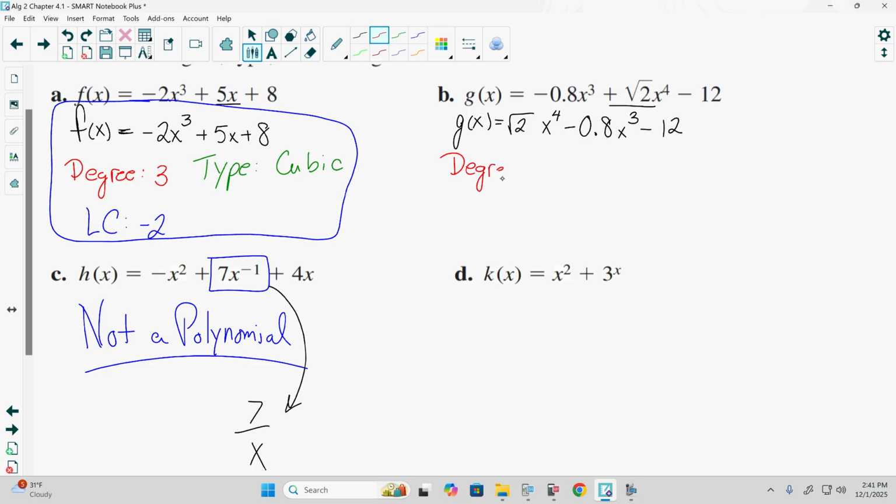What is our degree? 4. And its type is quartic. It's tempting to say quadratic, but quadratic is degree 2. Quartic is degree 4. And the leading coefficient would be square root of 2.